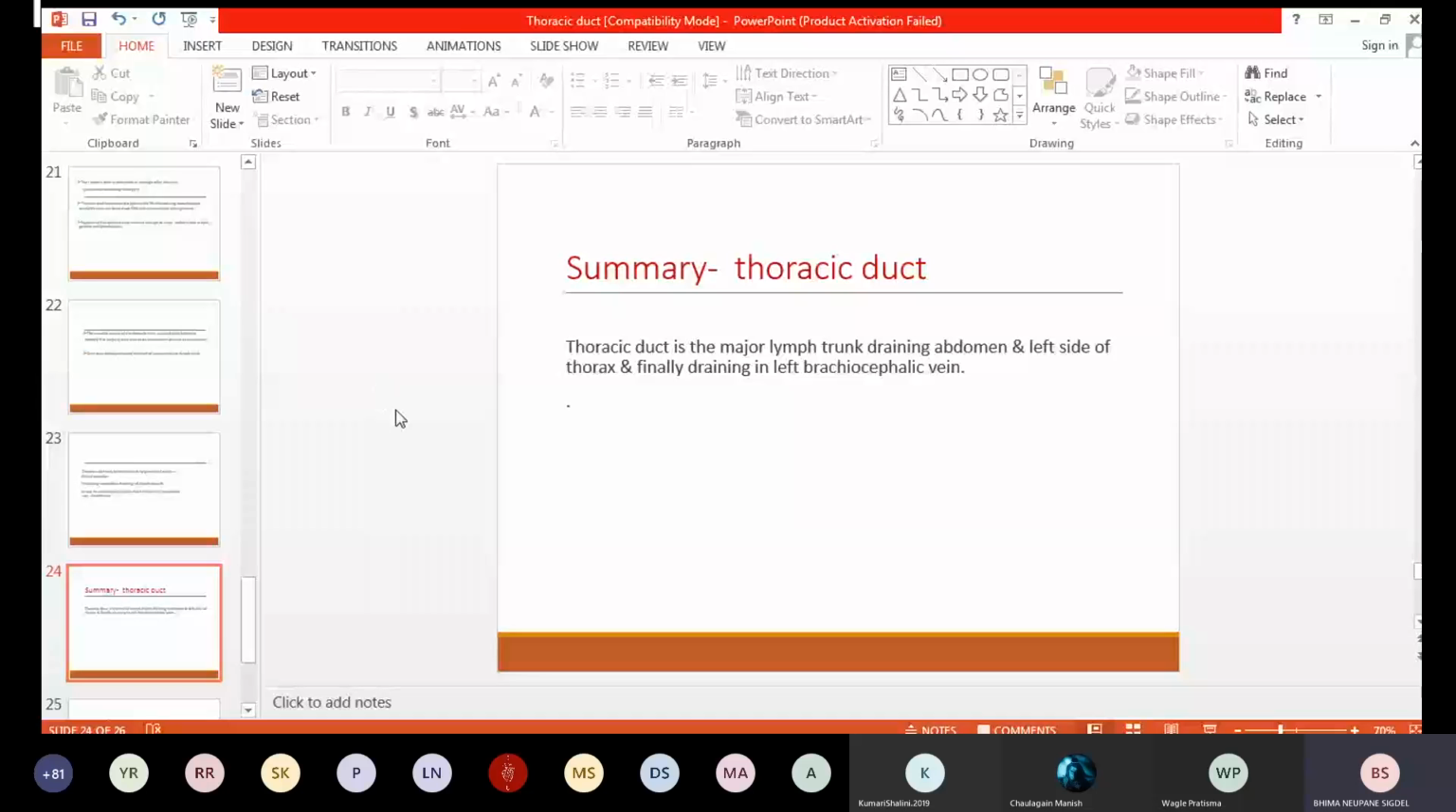That is about the thoracic duct. So finally it will drain into the venous channel only, okay. From tissue, the final drainage is the venous channel only. That is about the lymphatic duct.